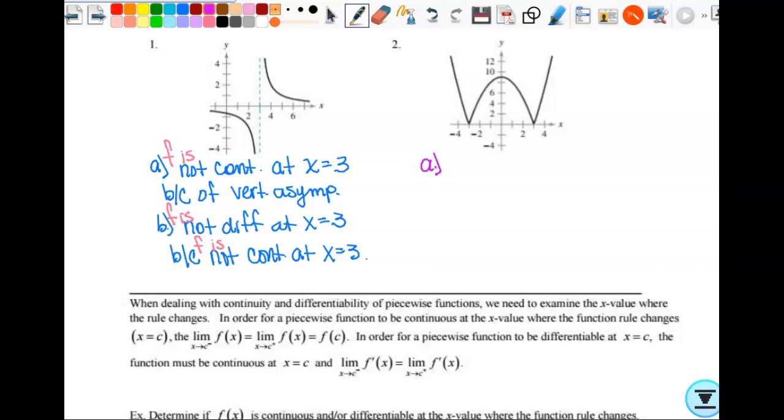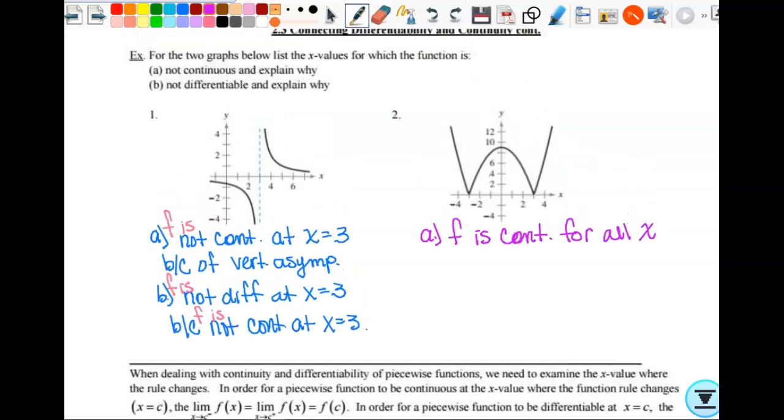So, is there any discontinuity? No. So I would say f is continuous for all x. Okay? How else could I say that? All values of x, beautiful. We're okay. Anybody have anything different or not sure if what they have is right?